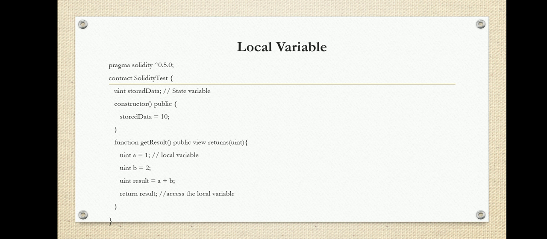Here we write the function with the function keyword. In the function definition, you can see the name of the function is getResult, with the access modifier public. The function type is view, which returns an unsigned integer. Within the function we are going to use the local variables. Now a is equal to 1. We have declared the variable b, initialized to 2, and one more variable, result, to perform the sum a plus b. All the variables belong to the unsigned integer type. Then we return the result. These are the local variables: a, b, and result.